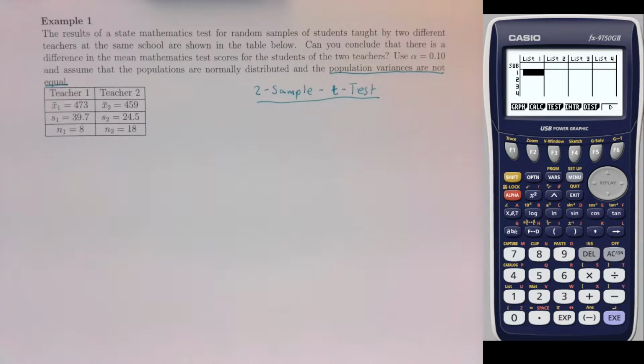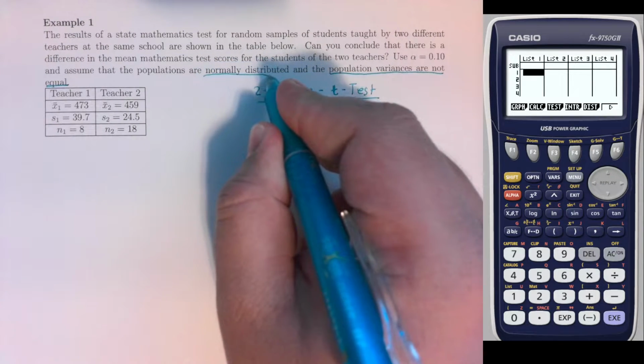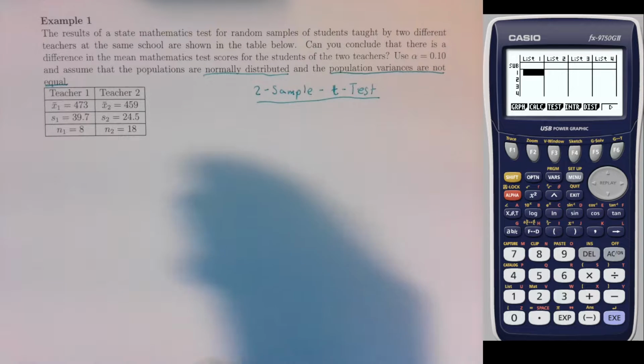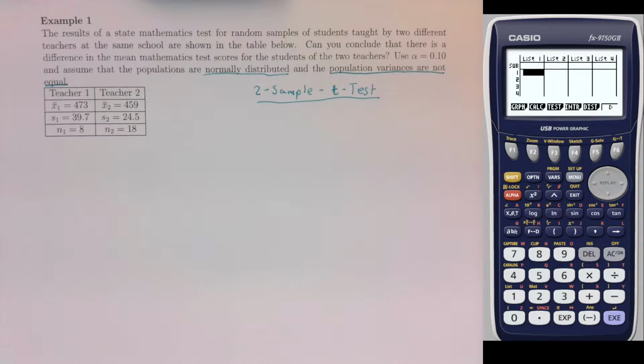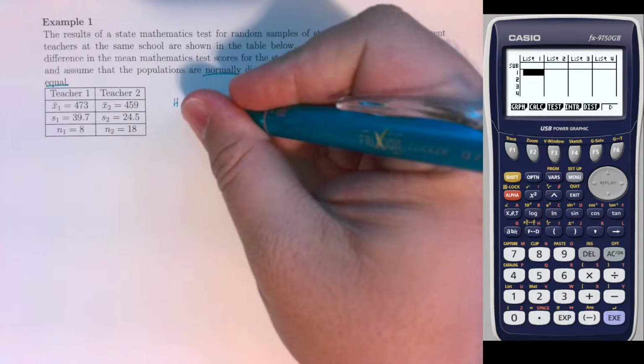So we need simple random samples, which I'm going to assume they were. We need normally distributed or n greater than 30 for both samples. Well, both are assumed to be normally distributed, and variances must be unknown. So we can conduct a two sample t-test. Next, identify the hypotheses.